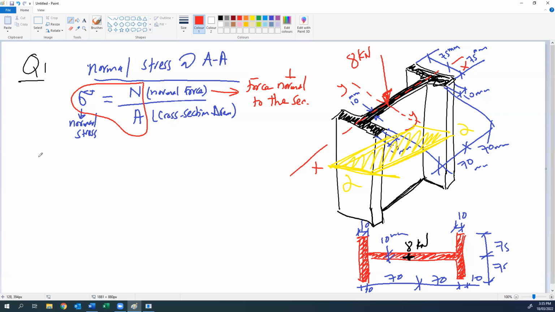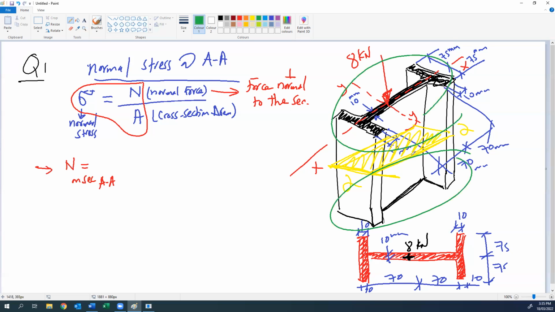Okay, so now the first step is to know what is the normal force at section AA. Anyone know what is the normal force at AA? If you make any cut in a structure, this cut divides the member into two parts. So we have one part from top and one part from bottom. If we study the top part, what is the normal force on section AA? The normal force is any force perpendicular to section AA, which is 8 kilonewton. So the normal force we have here is only 8 kilonewton. Do you have any question?